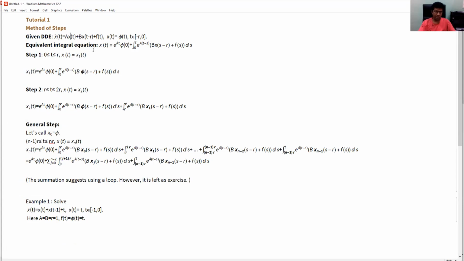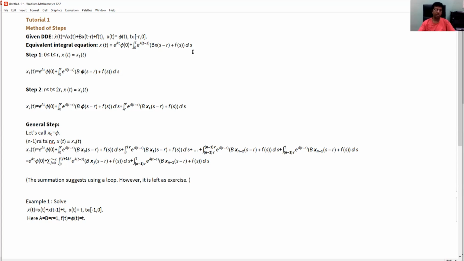We already have seen that we can find equivalent integral for this problem. It is given by x of t equal to e raised to at into phi of 0 plus integral 0 to t e raised to a(t minus s) multiplied by b into x of s minus r plus f of s ds. And from this we will have some steps.